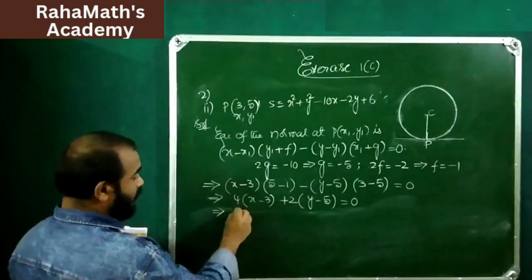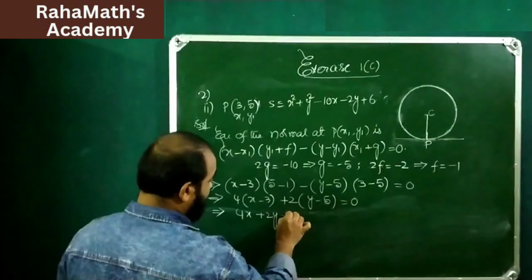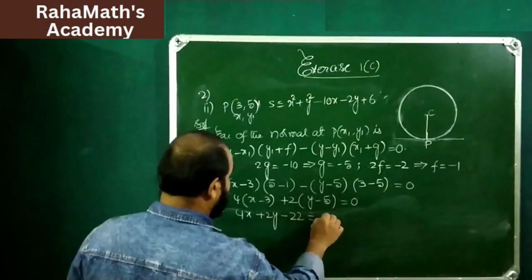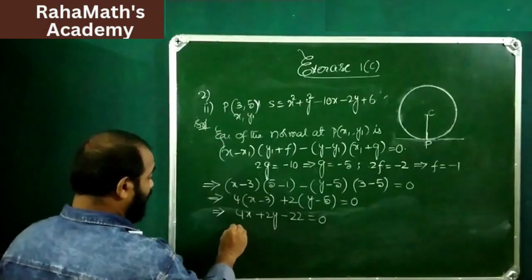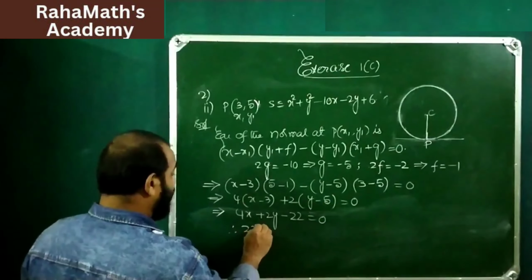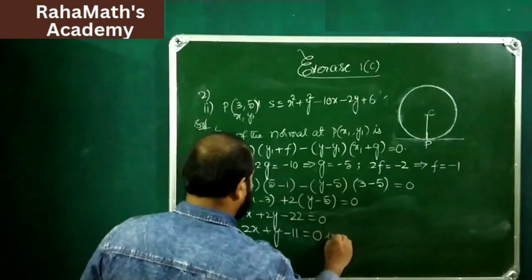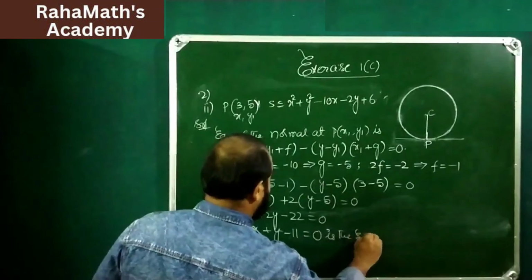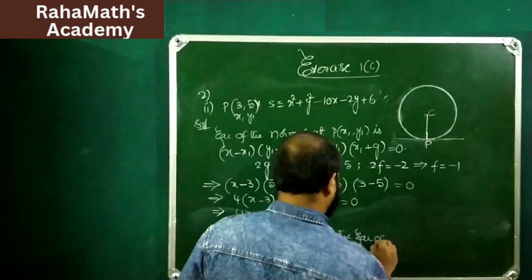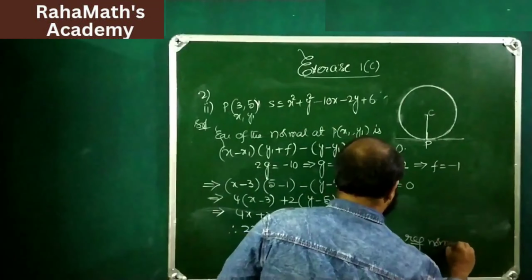Implies 4x plus 2y, 4 3s are minus 12, 2 5s are minus 10, minus 22 equals 0. Therefore, if you cancel 2 throughout the equation, 2x plus y minus 11 equals 0 is the equation of the required normal.